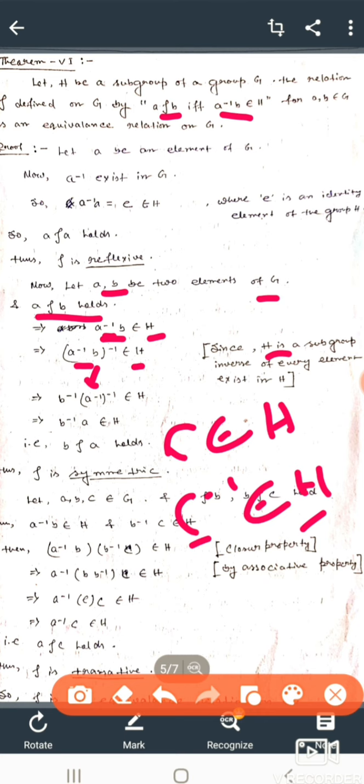By the inverse property, B inverse, A inverse whole inverse belongs to H, and A inverse whole inverse is equal to A, so we have B inverse A belongs to H, that is B rho A holds. We considered A rho B holds, and now we get B rho A holds, so rho is symmetric.